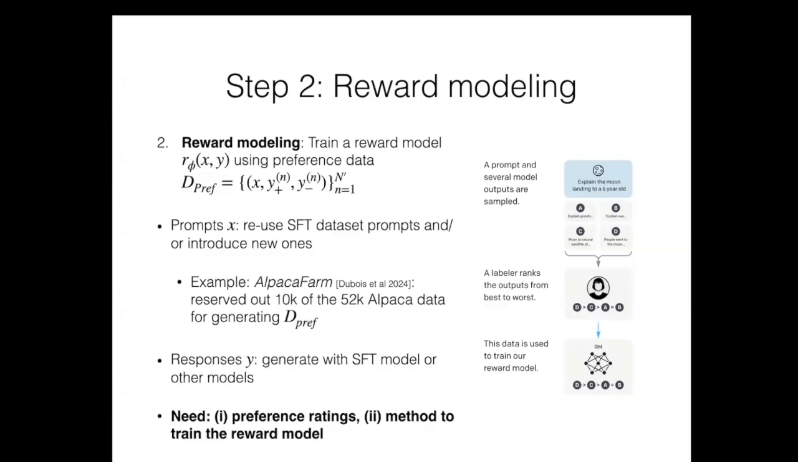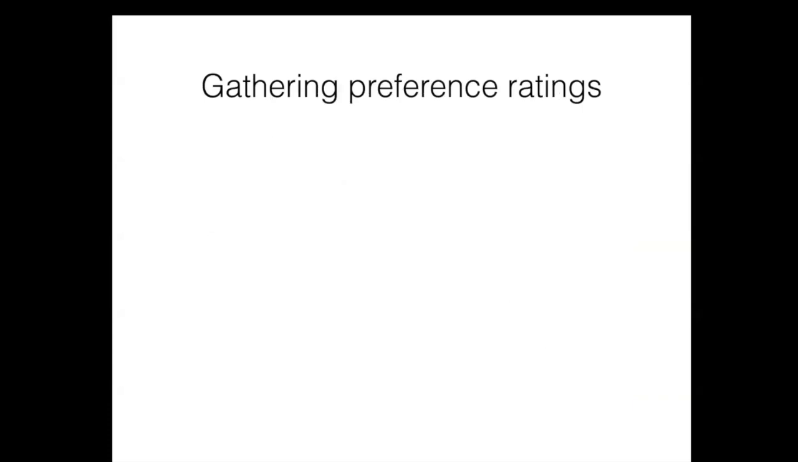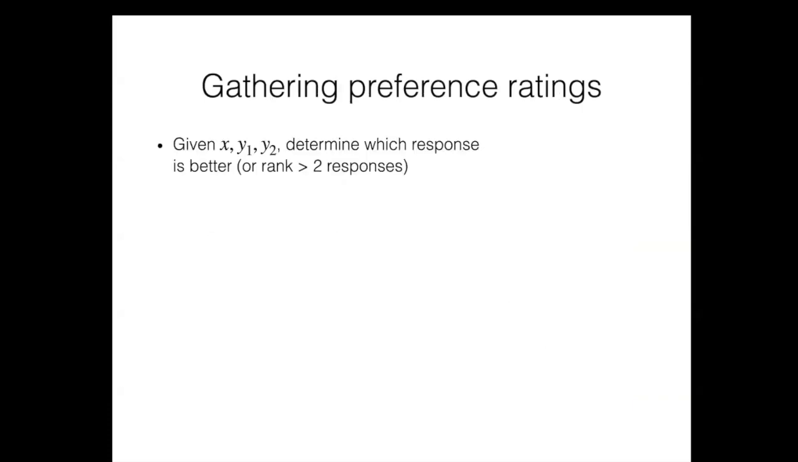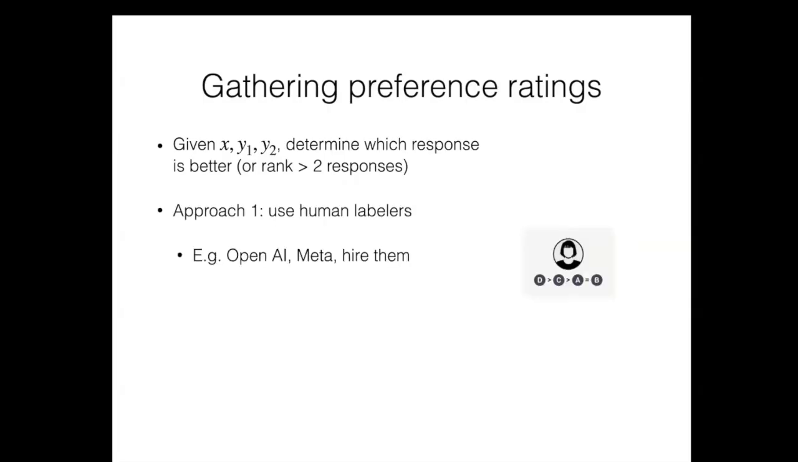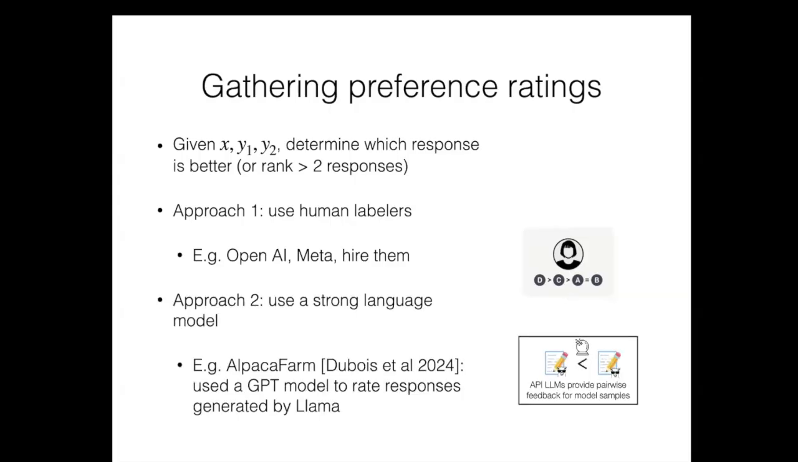So now you have to decide how you get these preference ratings and then how you actually train the reward model. To get the preference ratings, you need some decision of which response is better than the other one. One thing you can do, if you have money, is hire human labelers. If you're OpenAI or Meta, then you might have human annotators annotate their preferences. Or you could come up with ways of automatically getting these preferences.